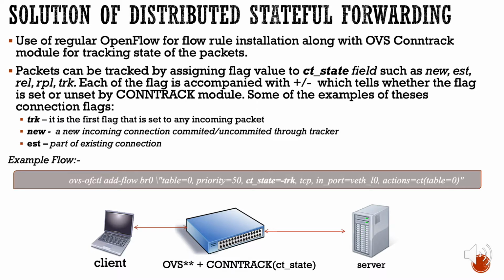Below is an OpenFlow rule example, in which it says to add a flow on the particular OVS bridge, in which we assign the ct_state as minus trk, we assign the protocol as TCP and the ingress port, and we set the action as committing the first OpenFlow rule into the conntrack module.